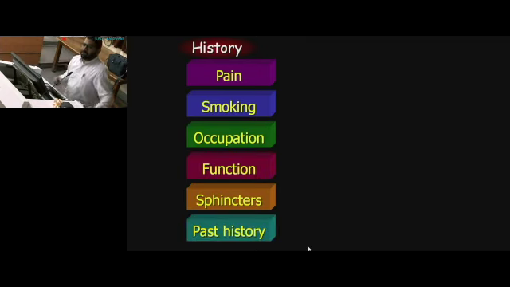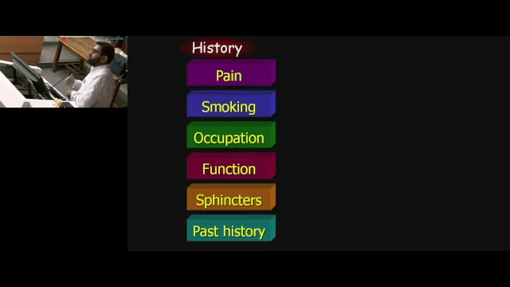Past history is relevant because if a patient comes to you with back pain and he says, yes, I'm having back pain for the last 5 days, but if you ask the patient whether this has happened before, and he says, yes, it happened before, one year ago, and then I was fine. So that means the patient is having a chronic history of back pain.